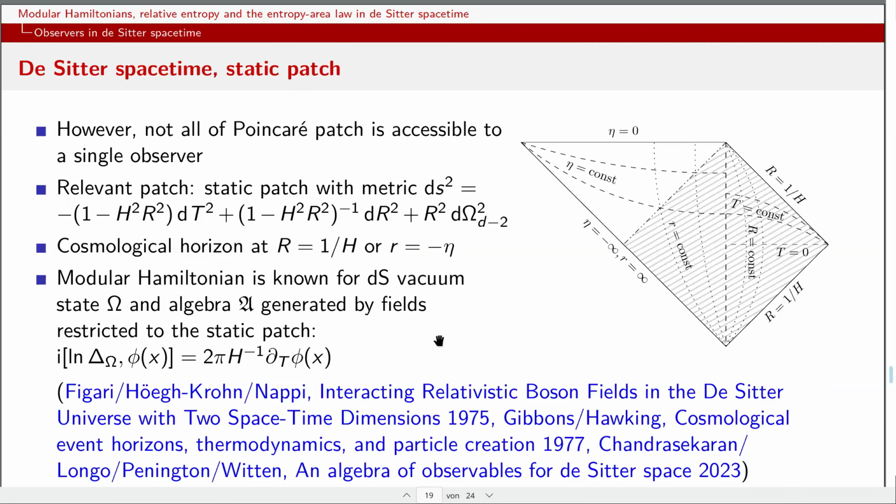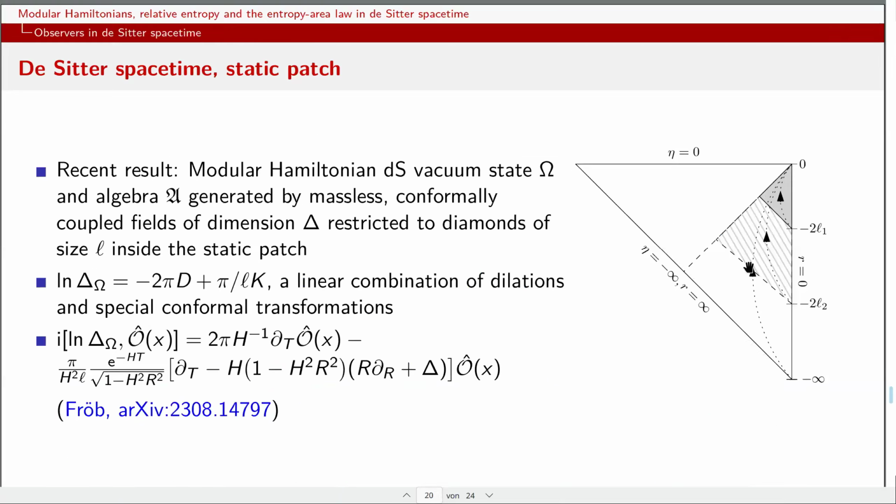Of course, the whole static patch is again very big. It's the one that an observer sees that lives for an eternal time, from past infinity to future infinity. So it's a too big region to look at actually. So what we want are small diamonds inside the static patch. And for this, this is a computation I did about 2 years ago. Again, one has to restrict to massless conformally coupled fields. Now there's a conformal dimension delta explicitly here that you can see.